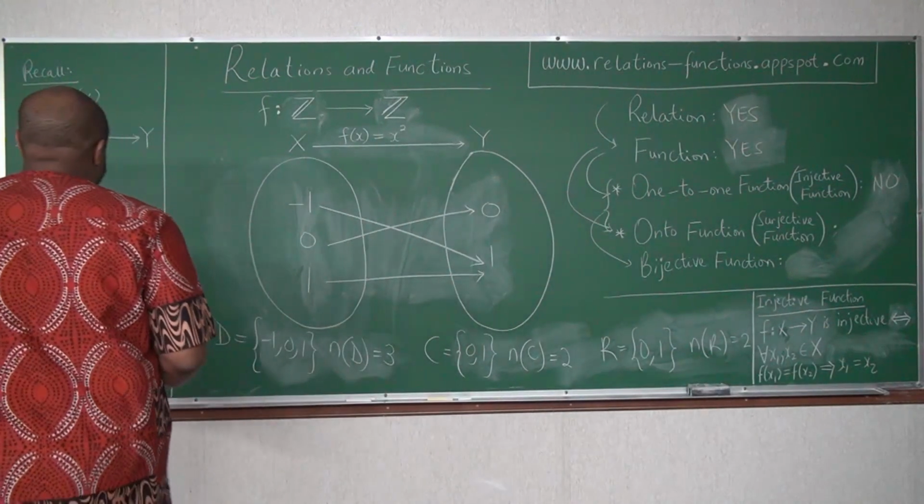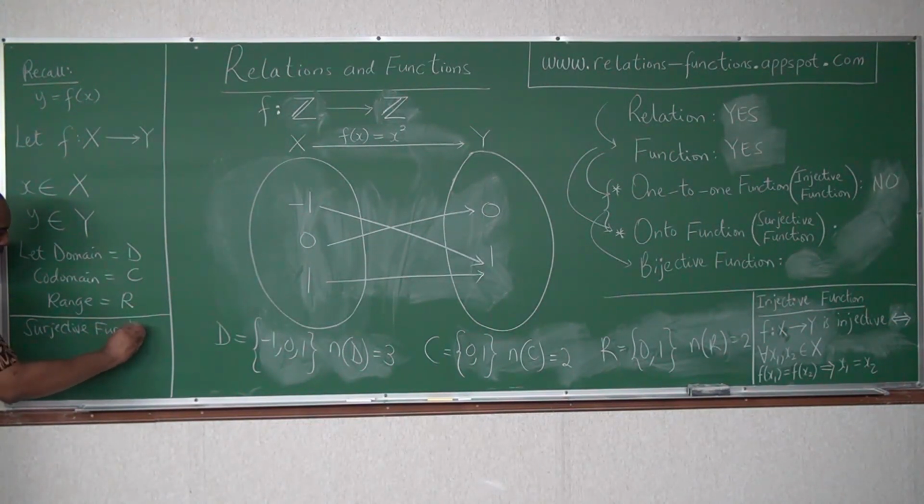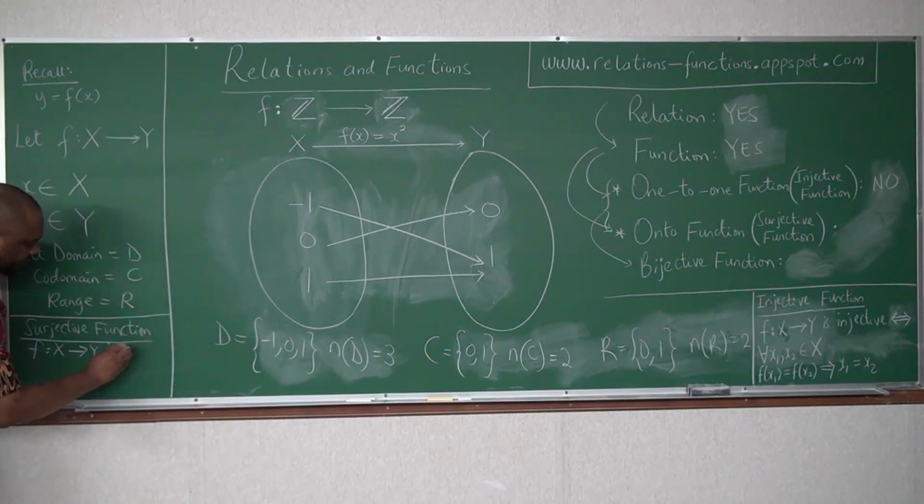Now for discrete math folks, let's do the surjective function, or onto function. So a function f defined from x to y is surjective.